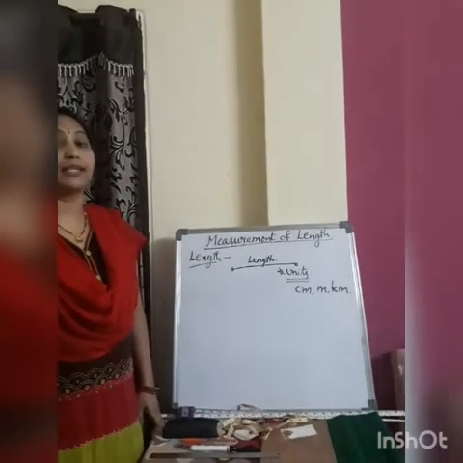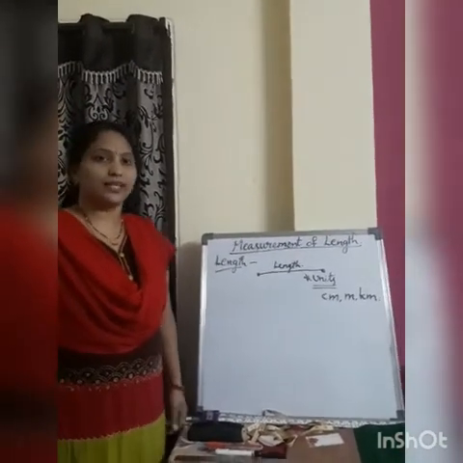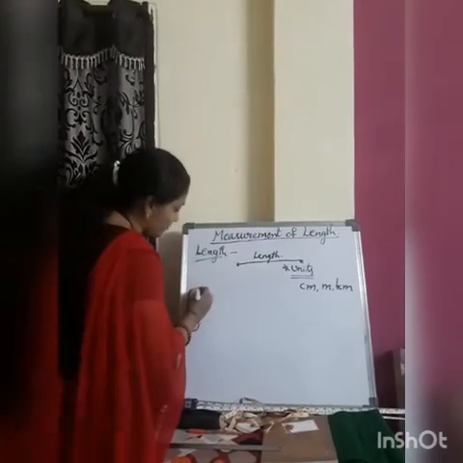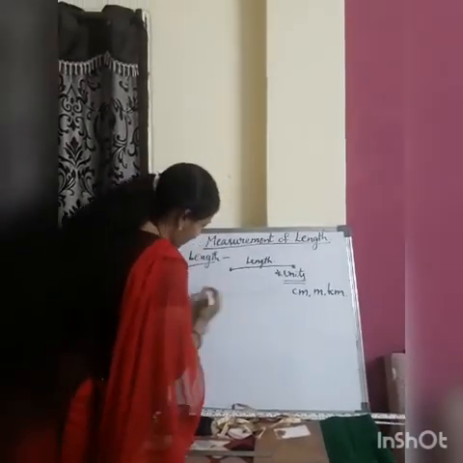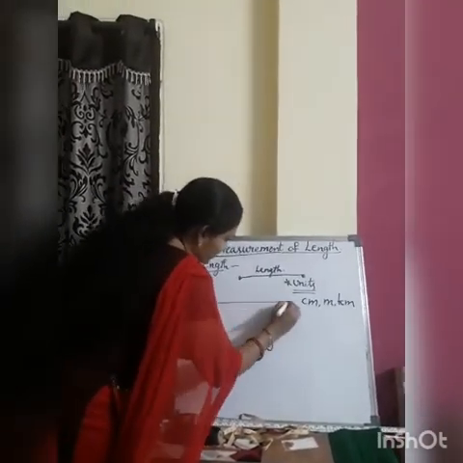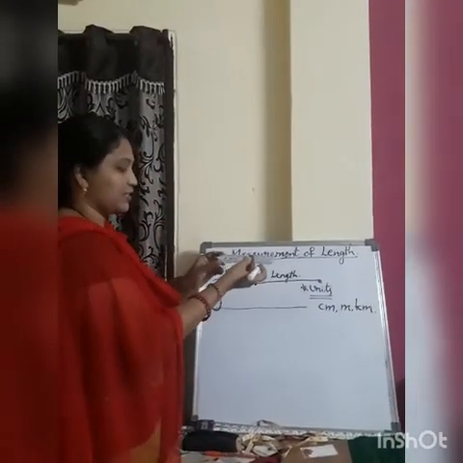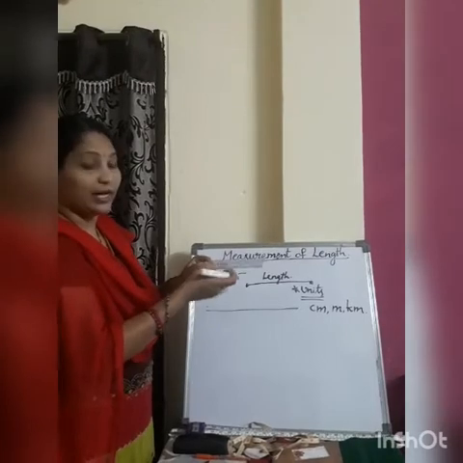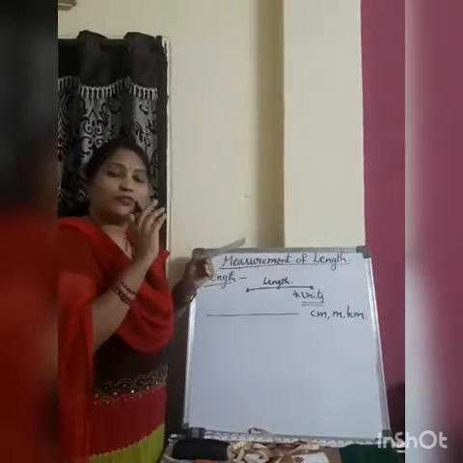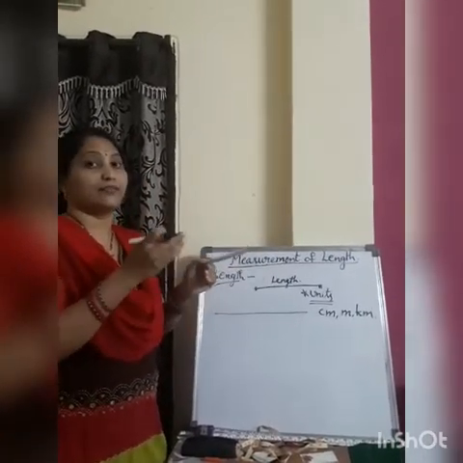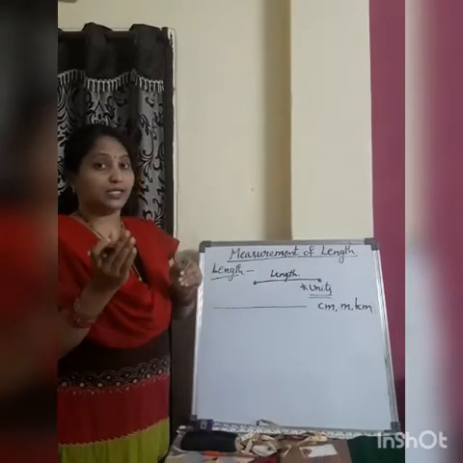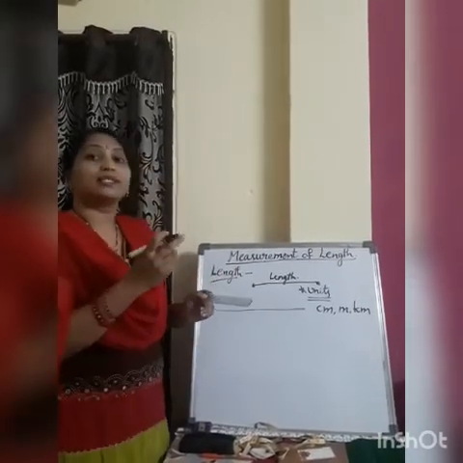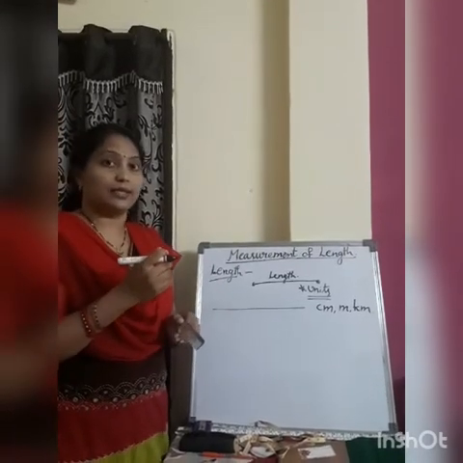Let's learn the correct method of using scale. Okay children? Are you able to see children? On the scale you can see the numbers, and there are few lines which are small and the others are long. Now here the long lines represent centimeters in number.